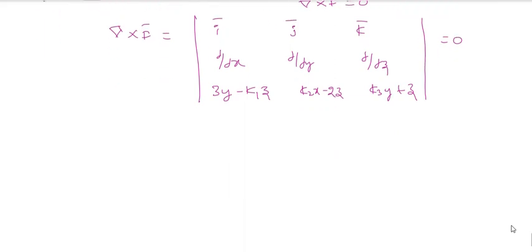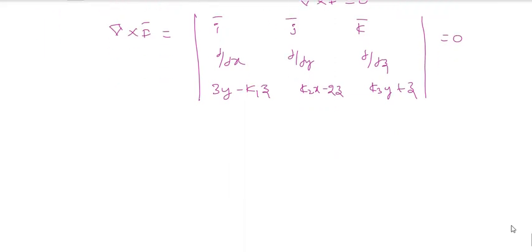So try to do that. What will you get there? It's a simple thing only. So I into dou y by dou x, dou y by. So this will be K3. Next z will be plus 2 there. Am I correct or not?